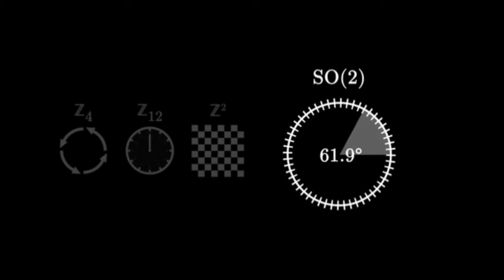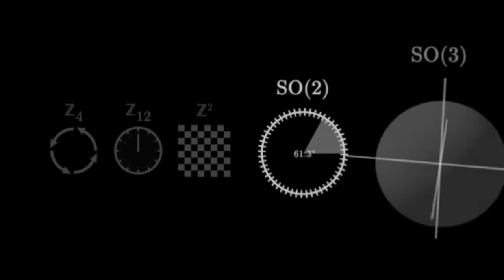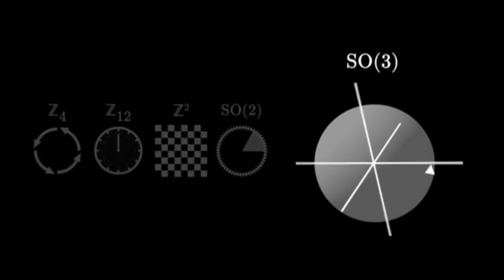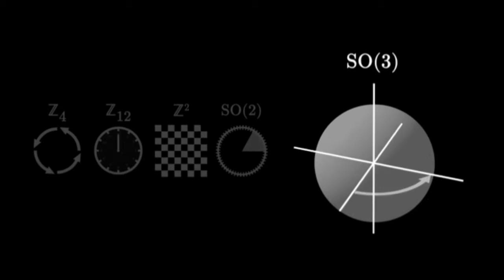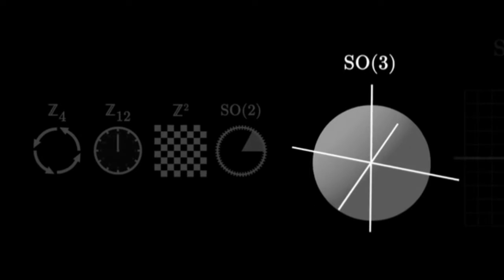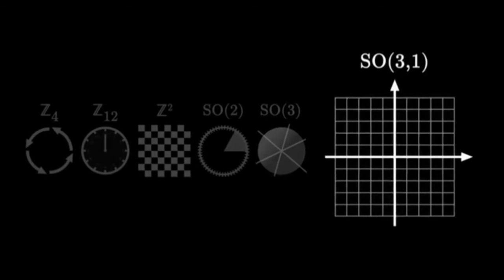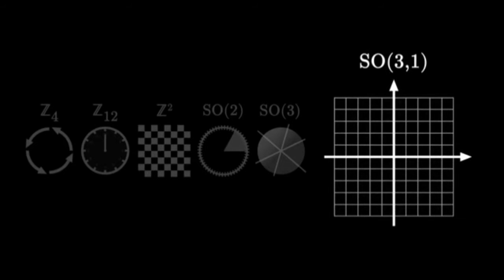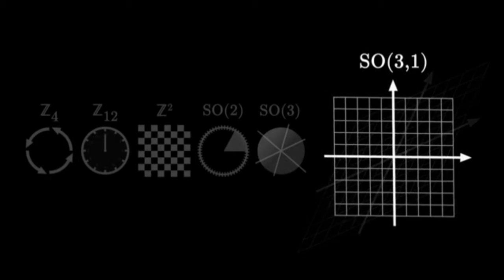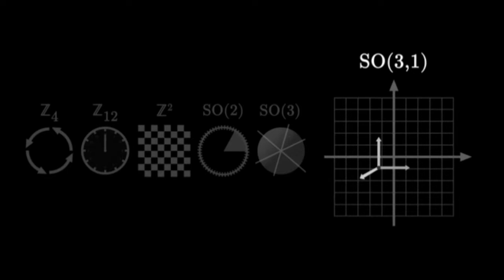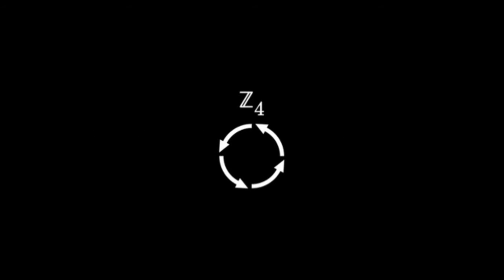We call it SO2 because it describes the rotations in 2 dimensions. The SO3 group describes the rotations of space in 3 dimensions. And in special relativity, we study the group SO3,1, which describes the rotations of space-time with 3 dimensions of space and 1 dimension of time. However, let's focus on our first example, which is simpler and contains only 4 rotations.